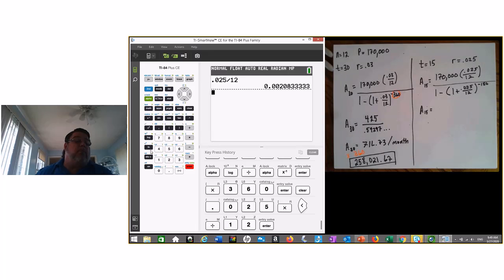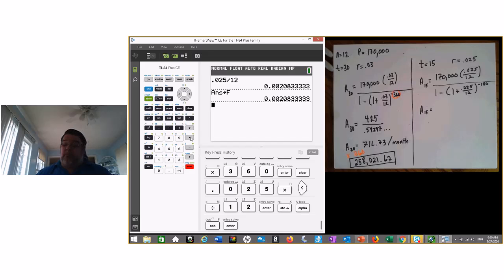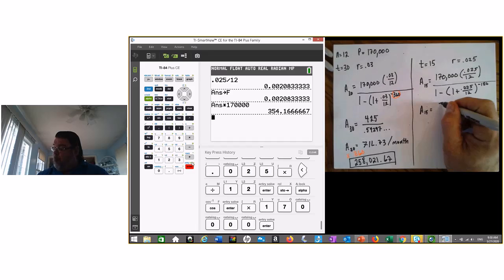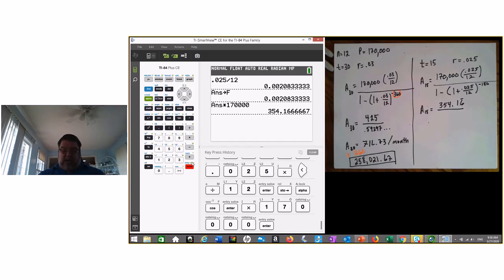So STO, alpha, cosine, times 170,000, equals. So our numerator is equal to 354.16 repeating. And I'm going to stow that in alpha numerator.